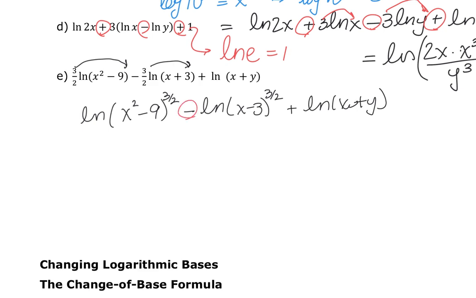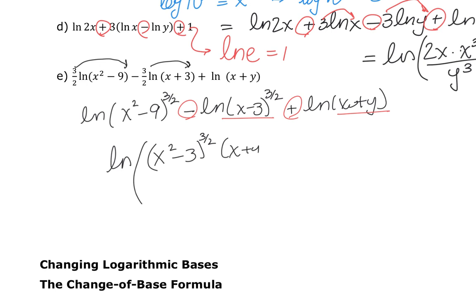This negative tells me that this will go in the denominator. This is positive, so that will go in the numerator. So this becomes the natural log of x squared minus 3 raised to the 3/2 x plus y over x minus 3 raised to the 3/2. And this should be 9. Let me change that to 9.